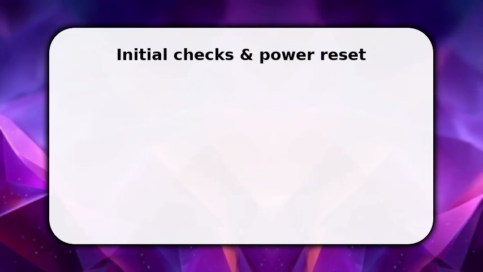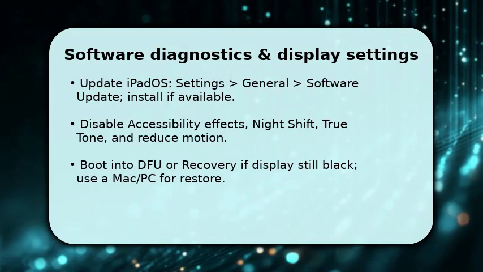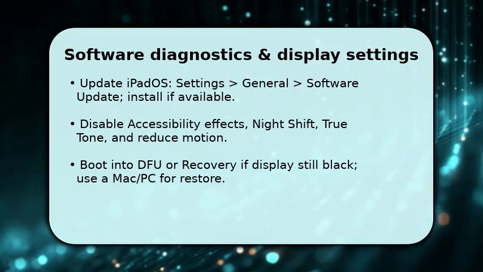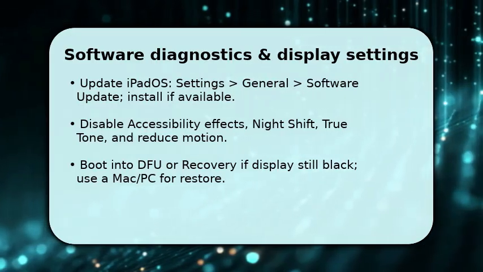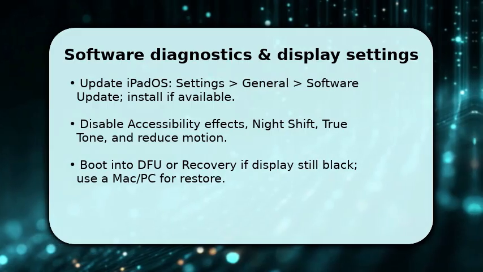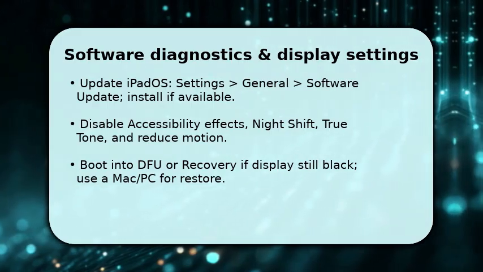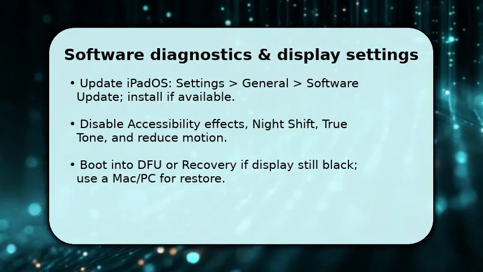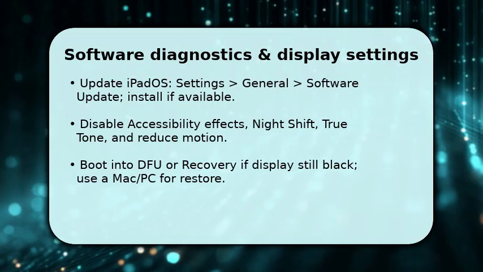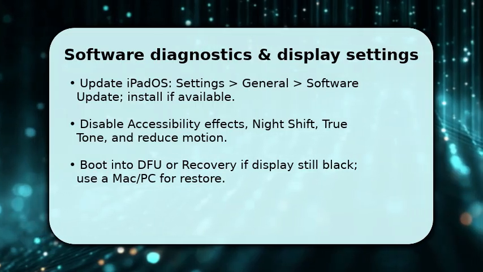You now test software causes by updating iPad OS. Go to Settings, General, Software Update and install any available patch, because many display bugs are fixed in updates. Next, make sure accessibility settings like Reduce White Point, Night Shift, or True Tone aren't distorting the screen. Disable them briefly to verify.